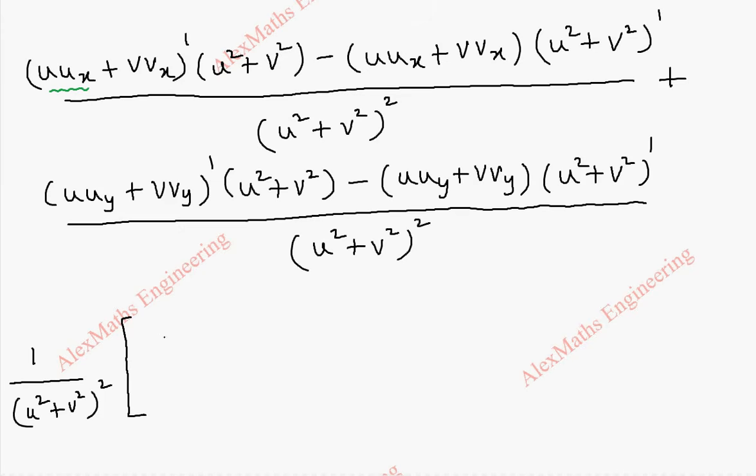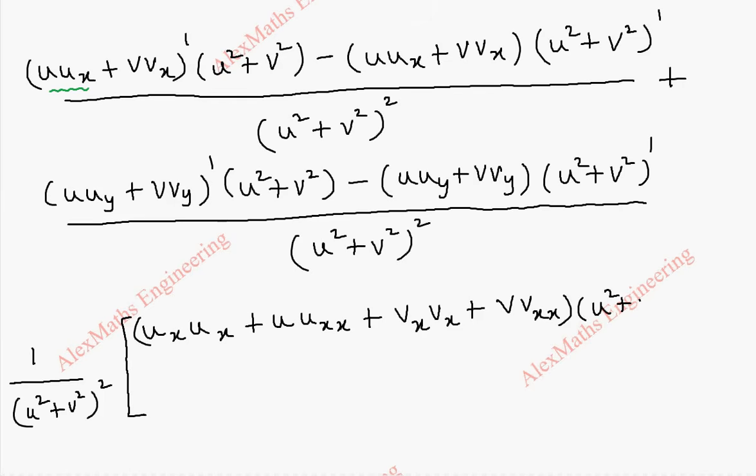Again there is a product rule for this. So u derivative is ux, and second term we keep as it is, plus first term we keep as it is, and second term derivative is uxx. In the same way vx, so v derivative is vx, and second term we keep as it is, plus first term we keep as it is, and second term derivative is vxx. This whole thing we have multiplied with u² + v². Then we have a minus sign.